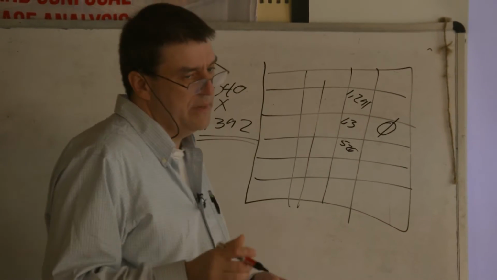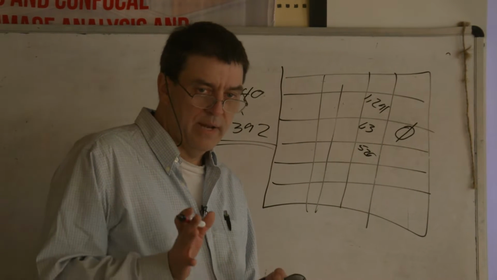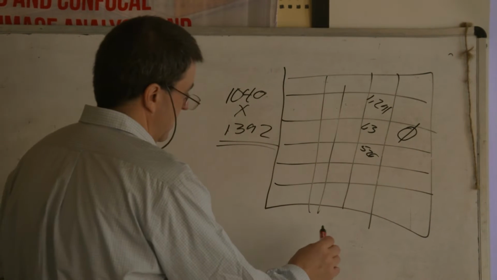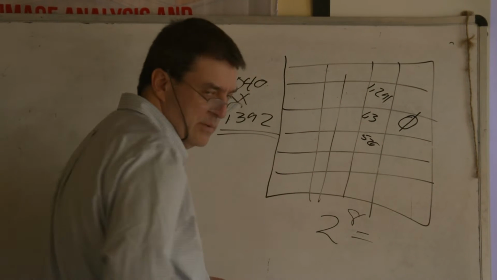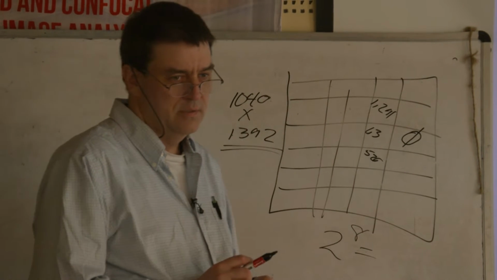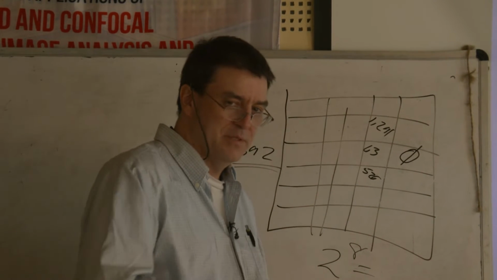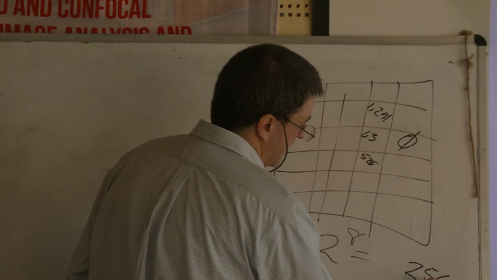So when digital cameras first came out, we worked in something called 8-bit, okay? Now what 8-bit means is this. 2 to the 8th. Anybody know what 2 to the 8th is? 2 times 2 times 2 times 2 times 2, and so on. It ends up being 256, okay?